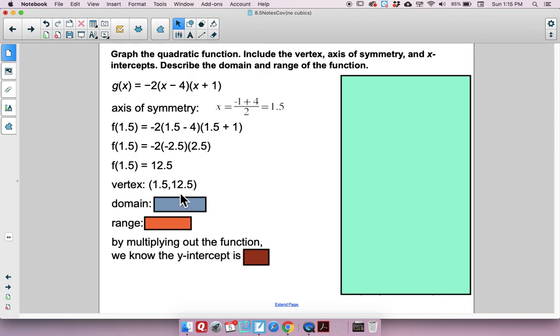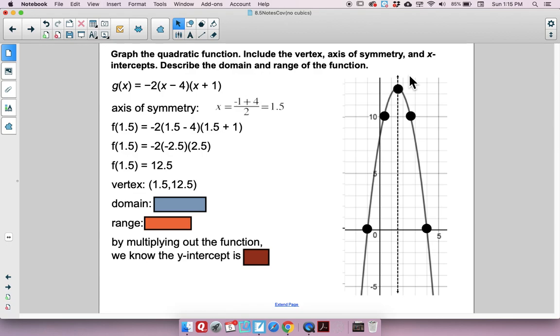You've plotted our vertex, and you've plotted our two x-intercepts at (4, 0) and at (-1, 0). And you also have your axis of symmetry on there. Okay, so you should have this point, you should have this axis of symmetry, and you should have these two points.